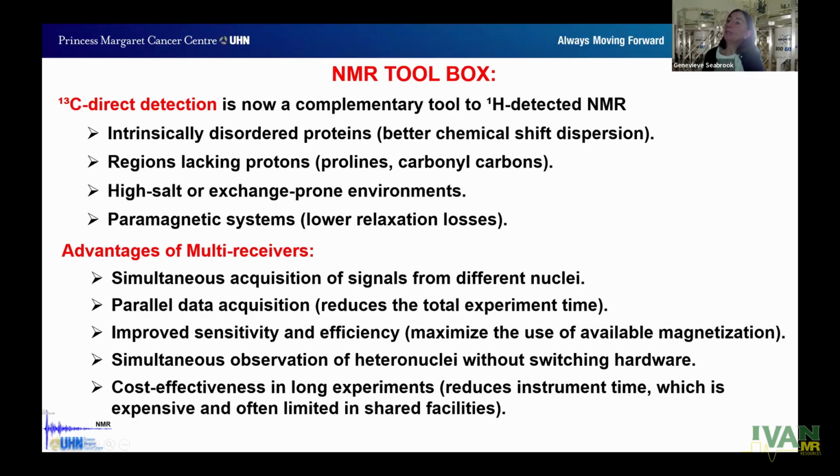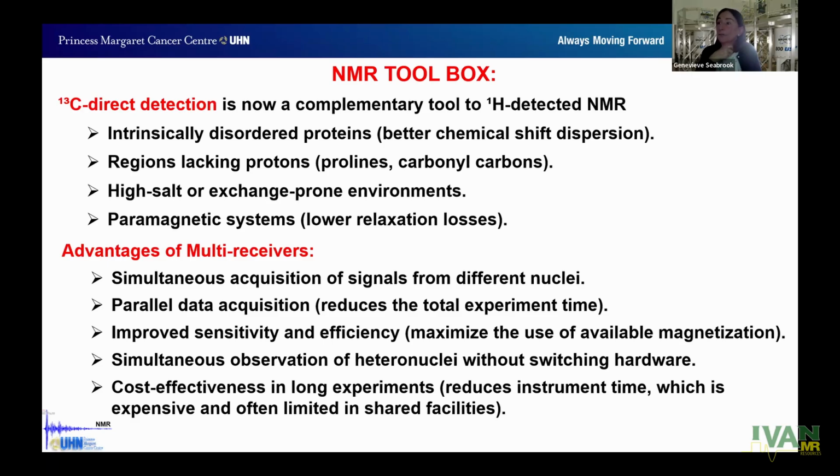So in here, why do carbon direct detection? It's mainly because it's a complementary tool to proton detect. I'm not saying we should stop doing proton detect. Obviously, we need it. It's critical. This carbon direct detection is important for disordered proteins because you've got a much better dispersion.